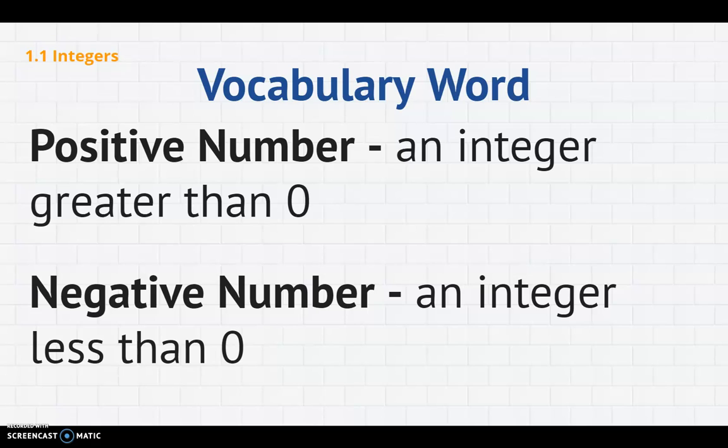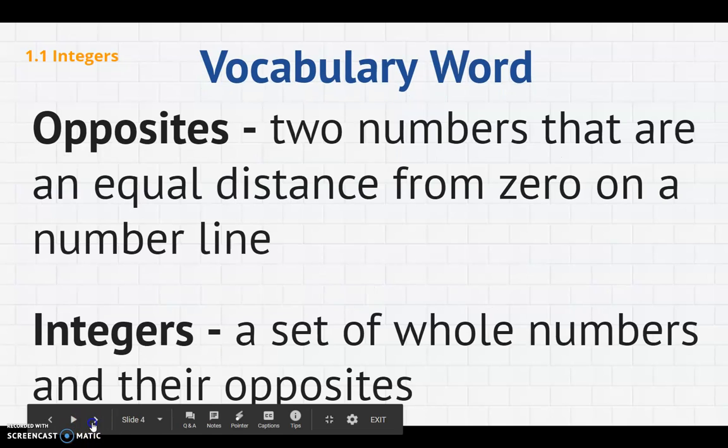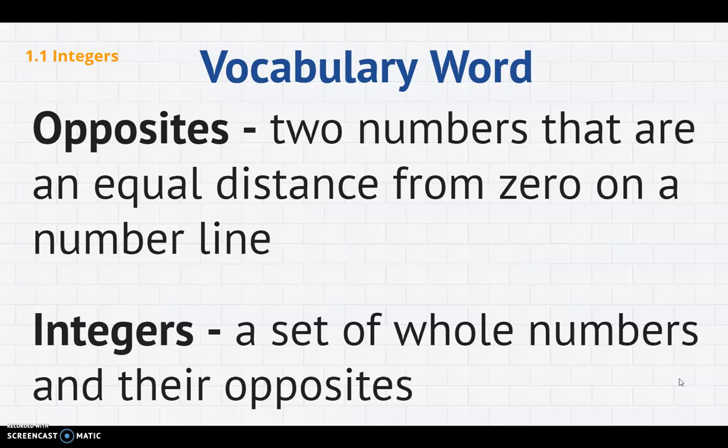So 1, 2, 3, those are all positive numbers. And -1, -2, -3, those are all negative numbers. They are less than 0. Opposites are two numbers that are an equal distance from 0 on a number line. So for instance, 7 and -7 are considered opposites because they are both 7 units away from 0.